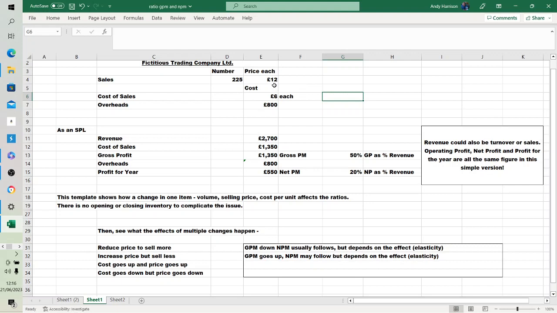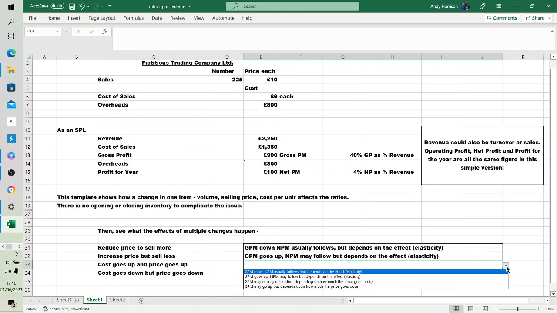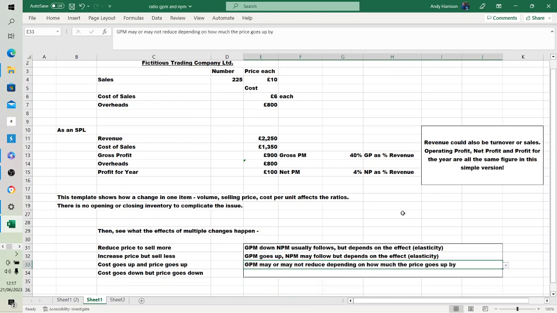So when we matched the cost, that was okay. Everything changing in proportion. Yes, back to where we were. So cost goes up. May or may not reduce depending on how much the price goes. So we would expect a reduction. By itself, the cost going up reduces, but it depends on how much you put the price up by. We had to put up the price by £2, twice as much, to maintain the same gross profit margin, but the net profit margin was fine.